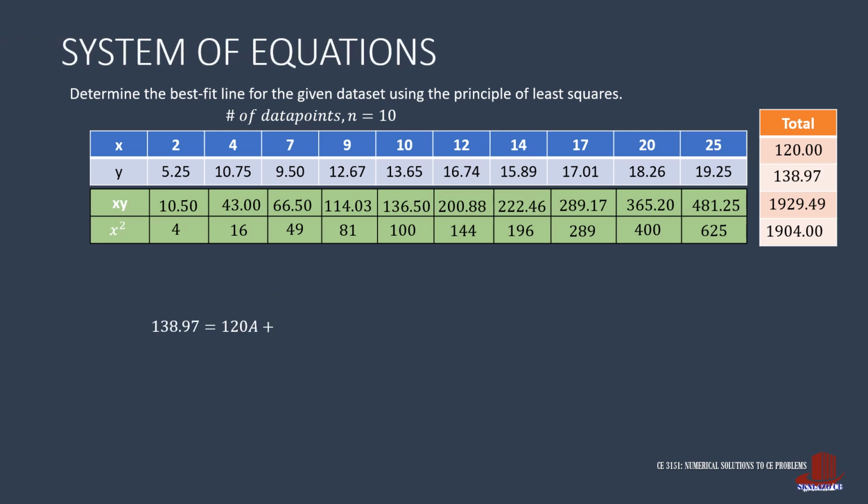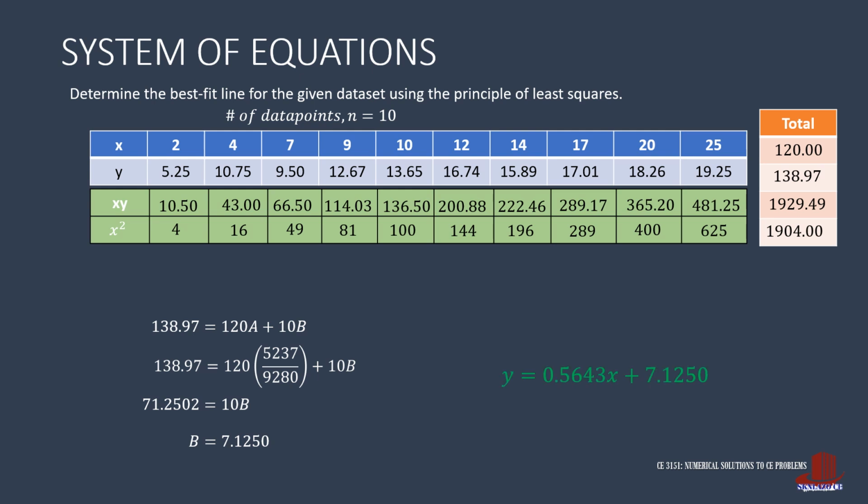After knowing a, solve for b by substituting a as 0.5643 into the first equation, making it 138.97 as equal to 120 of 5,237 upon 9,280 plus 10b. Isolate the term with b to have 71.2502 as equal to 10b, where b is taken as 7.125. So the function for the best fit line is y as equal to 0.5643x plus 7.125.